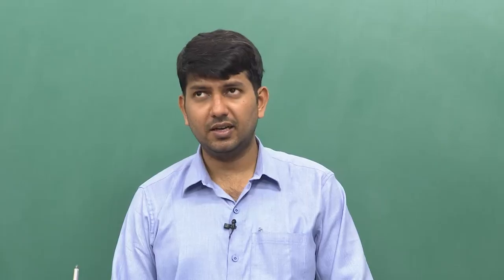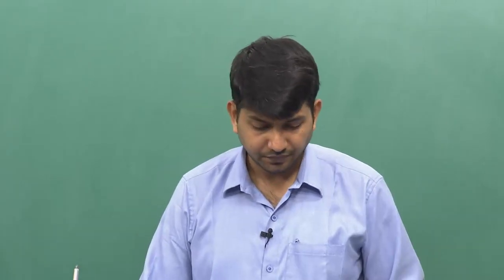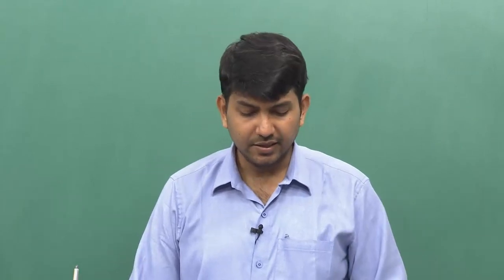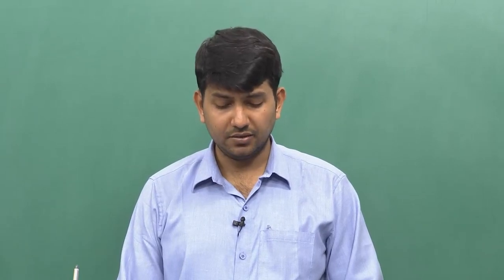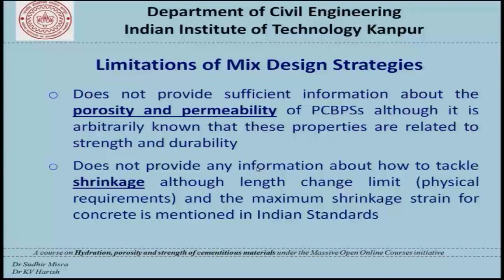Its value is approximately 0.0003. So, when these limits are actually provided, we do not know the basis on which those limits are provided, and these are not clearly addressed in the mix design strategies. This is primarily because shrinkage is a property that is related to the porosity of the Portland cement based systems, and hence, since porosity and permeability are not properly dealt with in mix design strategies, information about shrinkage is currently not present.